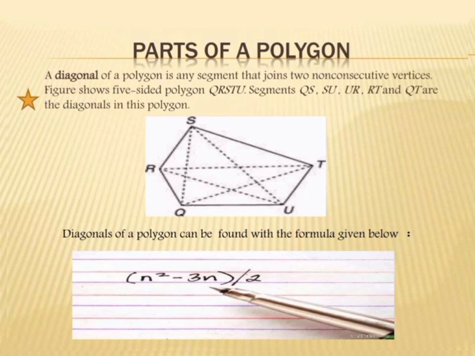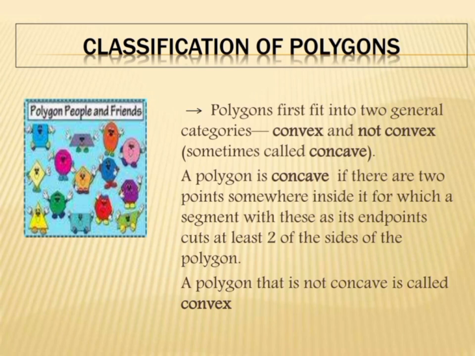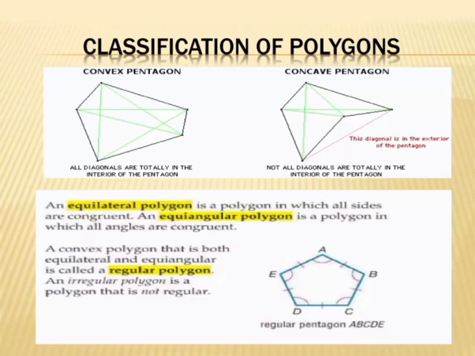Now, let's move towards the classification of polygons. Polygons first fit into two general categories, concave and convex. A polygon is concave if there are 2 points somewhere inside it for which a segment with these as its endpoints cuts at least 2 of the sides of the polygon. A polygon that is not concave is called a convex polygon, as you can see in these images.